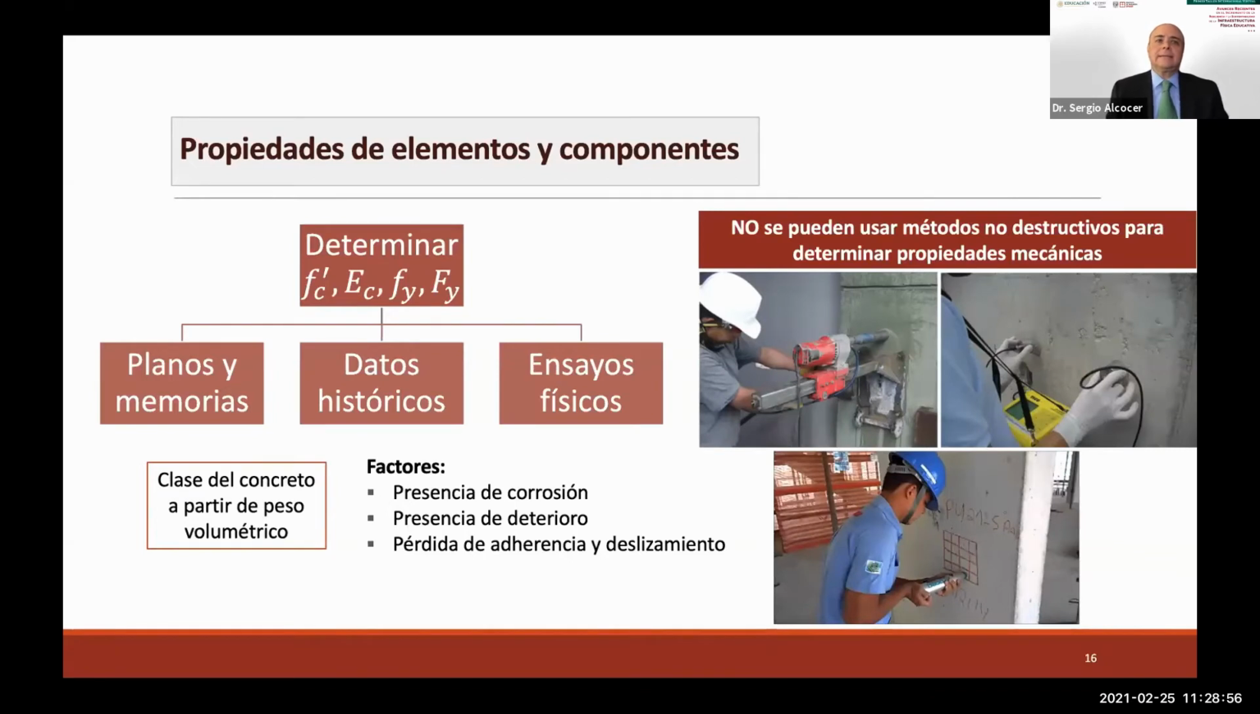We also have the determinations for mechanical features. First, we determine if we have access to calculation memories, blueprints. If we don't, we can use historical data pointing out concrete resistance for structures, and also elasticity measurements for steel, and also physical tests.